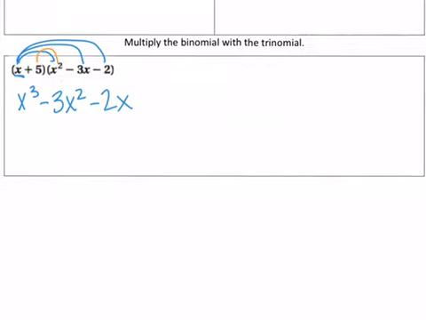So I have 5 times x squared is a positive 5x squared. 5 times negative 3x is a negative 15x. And then 5 times negative 2 is a negative 10. What's left to do now is to go ahead and combine our like terms like we have done in the past.